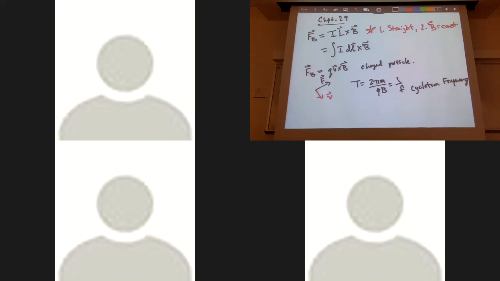And we also have that Q times B is equal to M times V divided by the radius, which means the radius is equal to MV divided by QB. So this is the radius of curvature of this circle that this thing is going to undergo. So these are some important things to know.